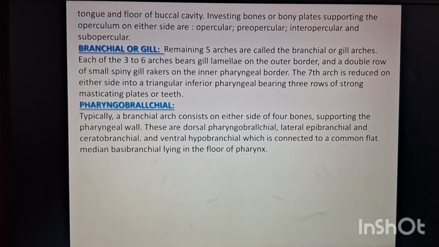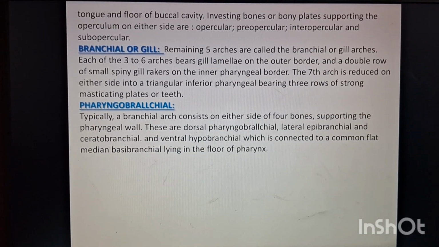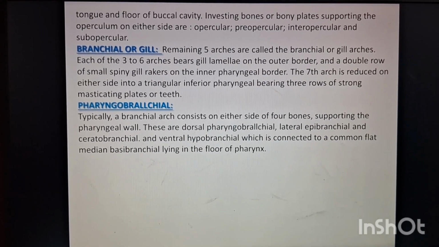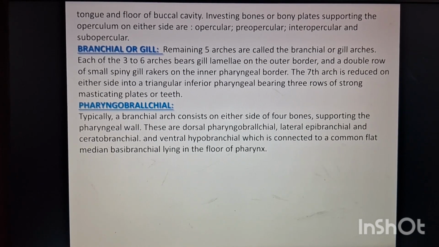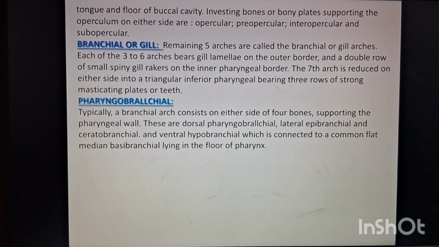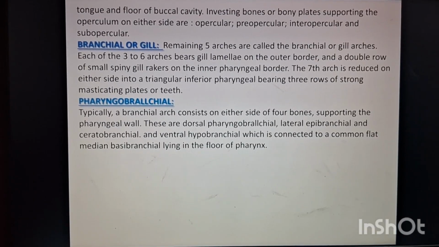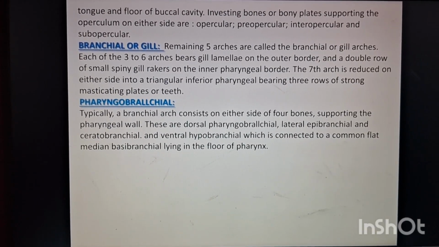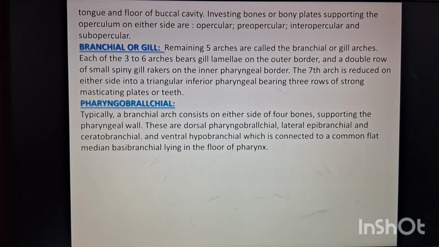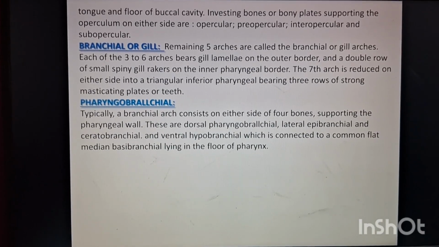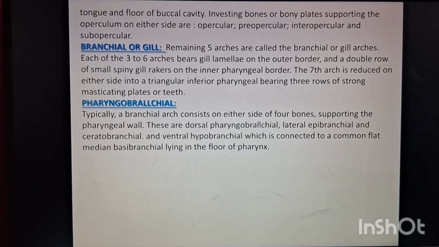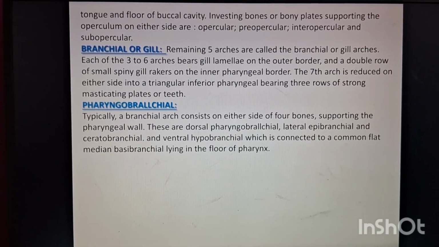Then the branchial or gill arches. The remaining 5 arches are called the branchial or gill arches. Each of the 3rd to 6th arches bears gill lamellae on the outer border and a double row of small spiny gill rakers on the inner pharyngeal border. The 7th arch is reduced on either side into a triangular inferior pharyngeal bearing 3 rows of strong masticating plates or teeth.